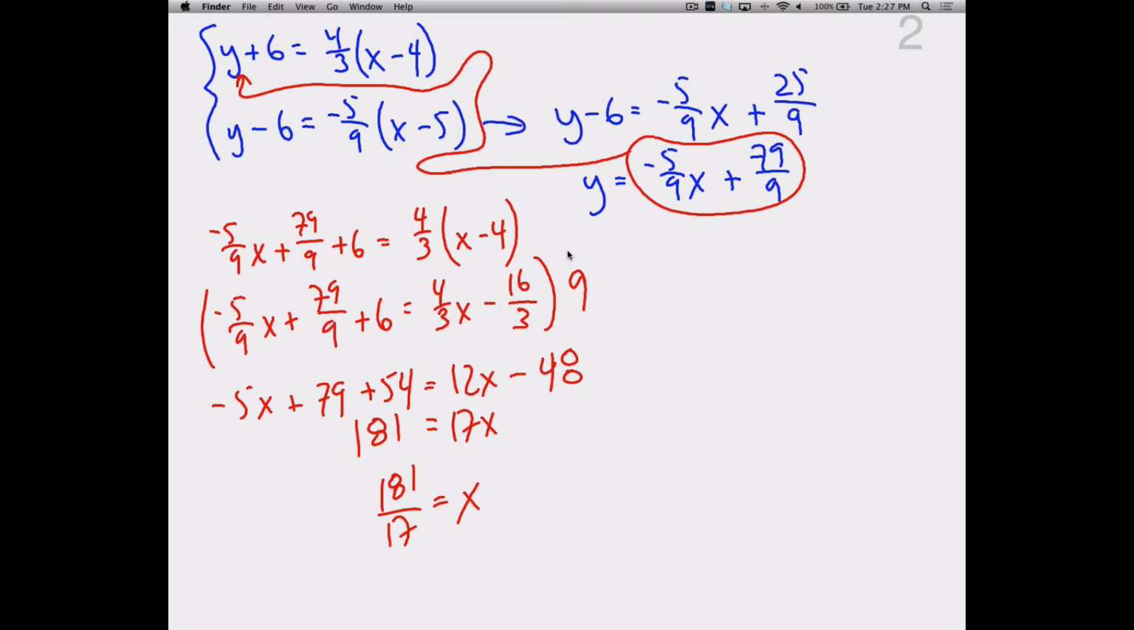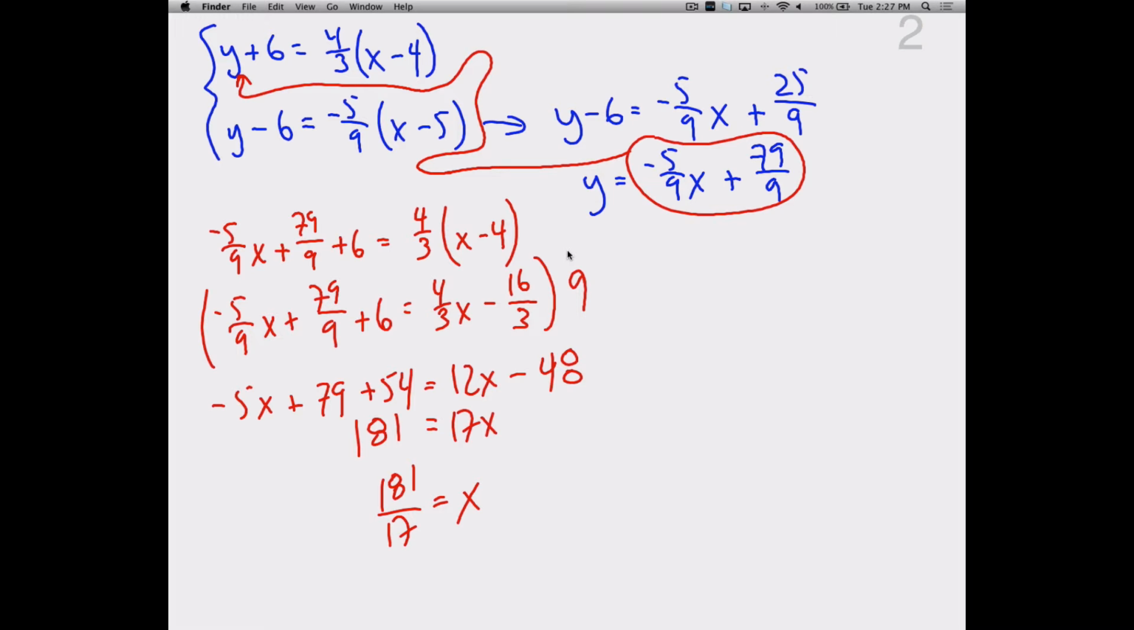Why do so many of you look confused? Are you with me or no? Yeah. Okay, good. Then take 181 divided by 17, store x. And you can store it into whatever variable you want. If you're solving the equation for y, store it into y. If you want to store it into q, store it into q. Any letter of the alphabet you can store it into.